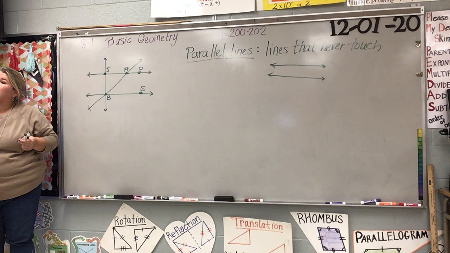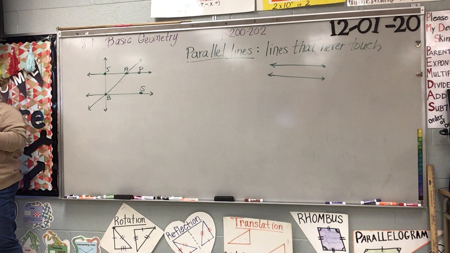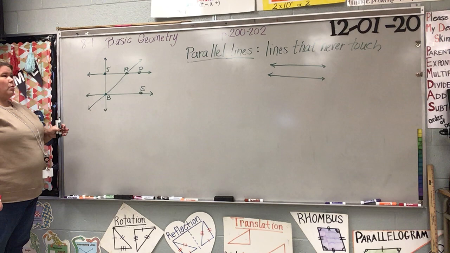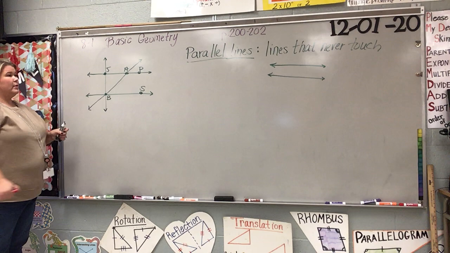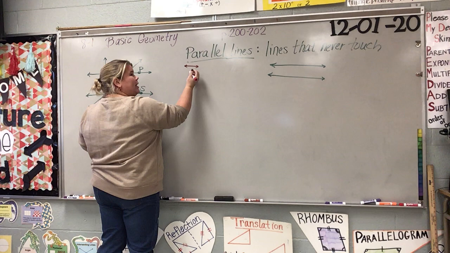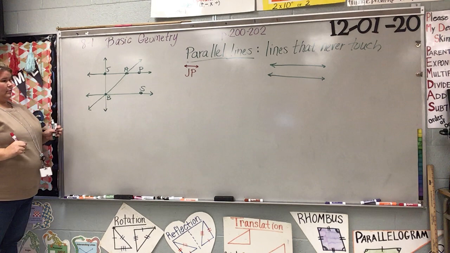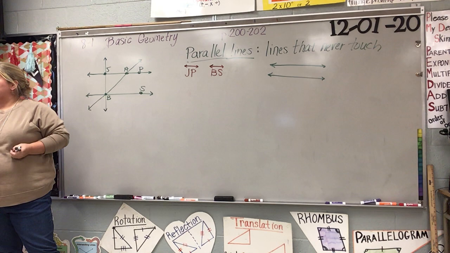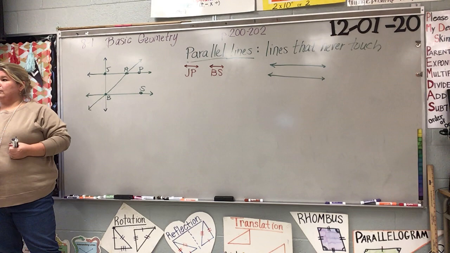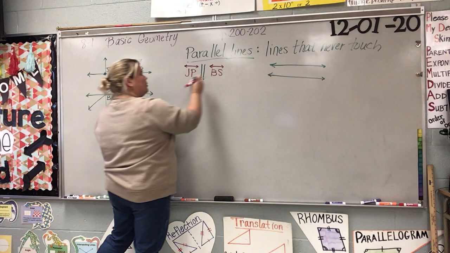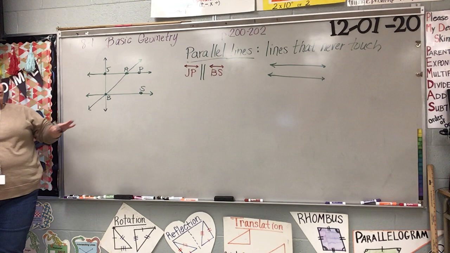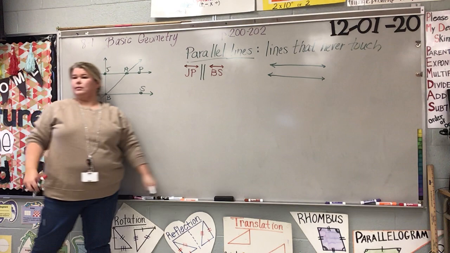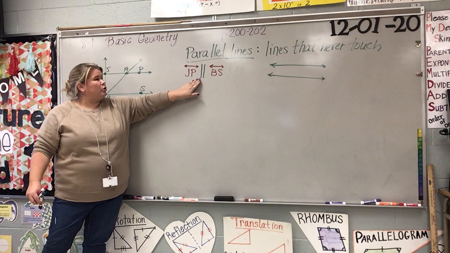What are they, Connor? I see P and S. No, that's not the lines. You gotta name the lines, Jacob. Line JP. How do you write line JP? Little line on top. And line BS. Write that down, but I'm fixing to show you how you write that they are parallel to each other. I put a parallel symbol between them. That means line JP is parallel to line BS. That is the symbol to show that they are parallel. It's just two parallel lines.